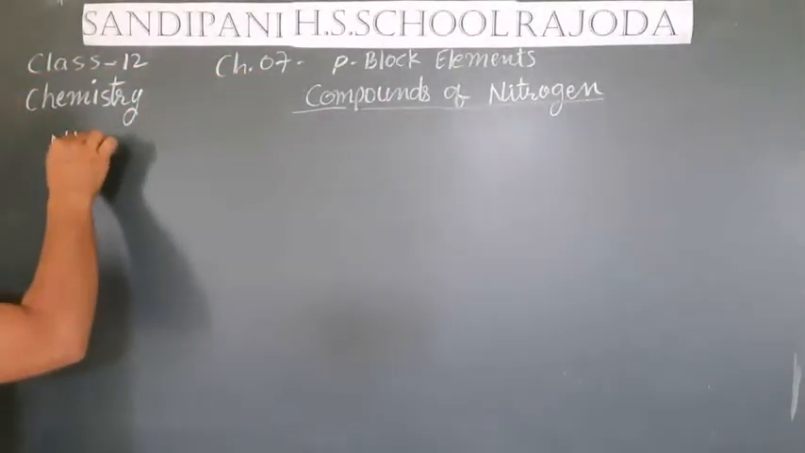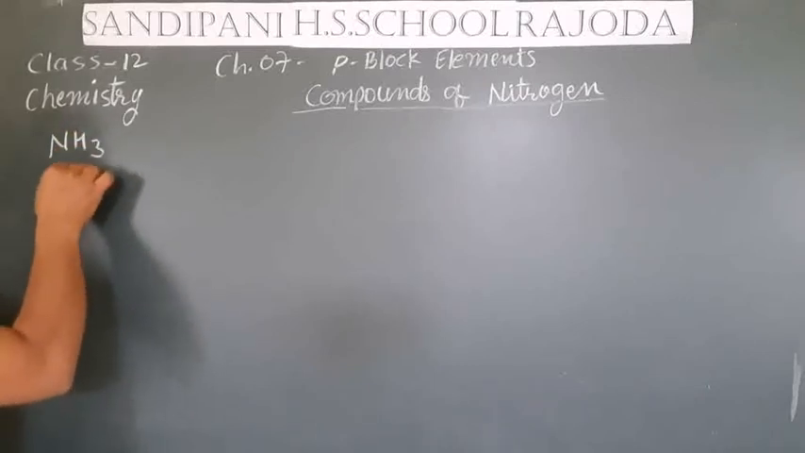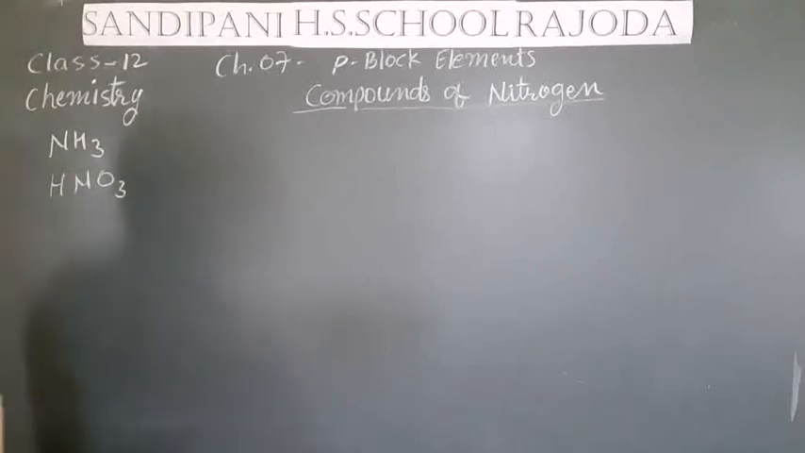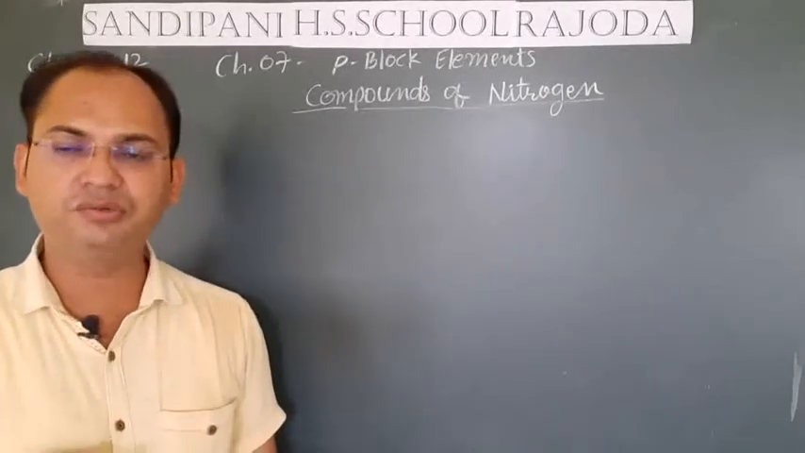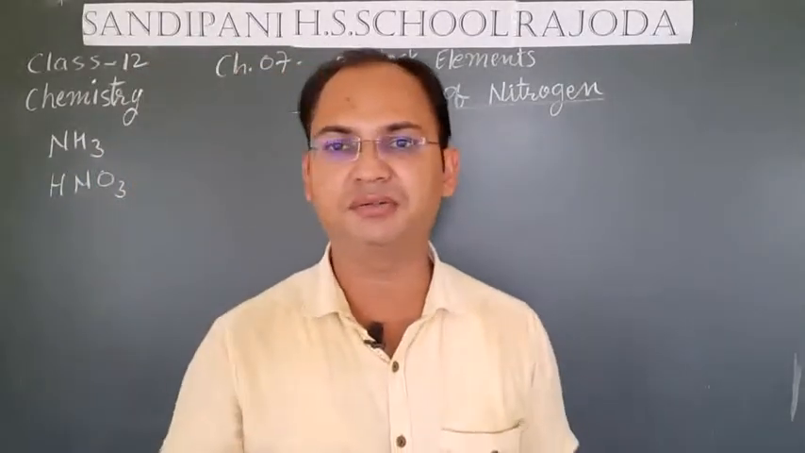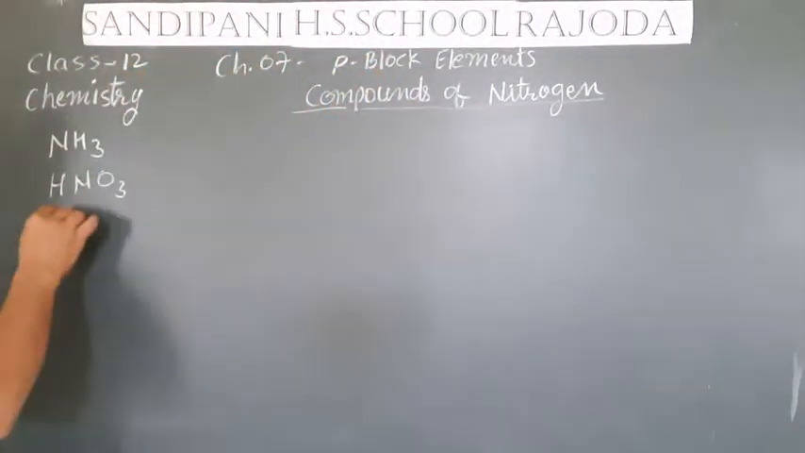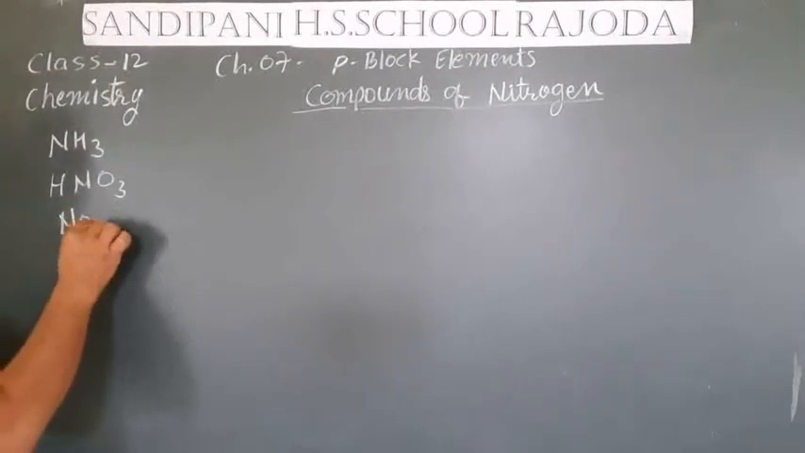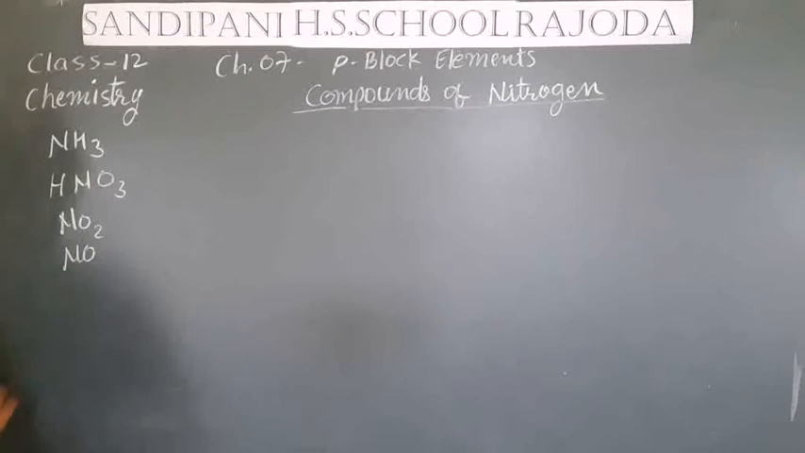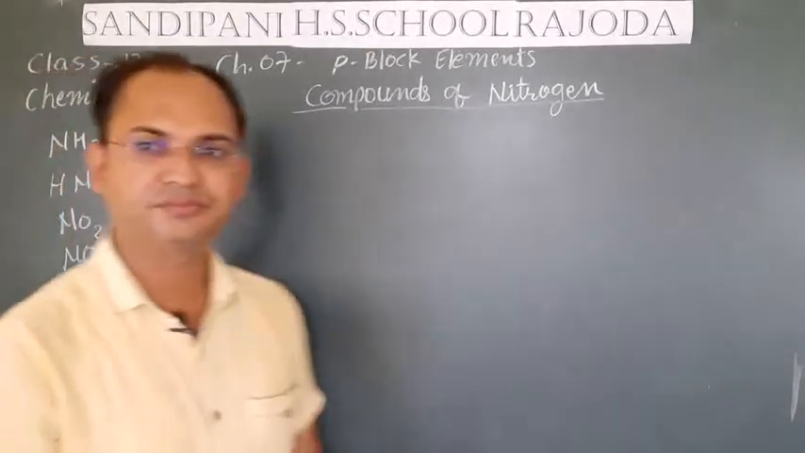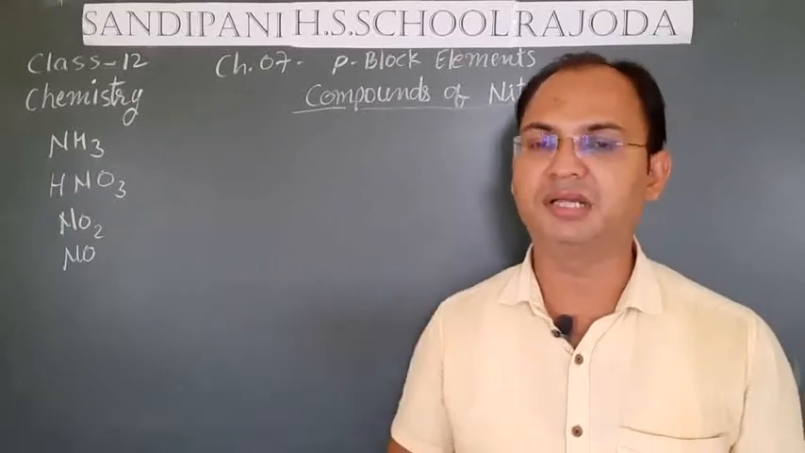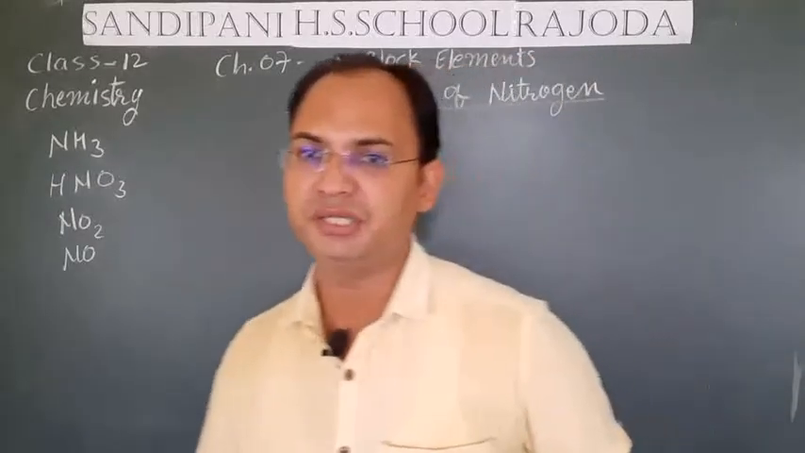Ammonia, that is NH3, and nitric acid is HNO3. Along with these two nitrogen compounds, we will also study about the oxides of the nitrogen, that is NO2 nitrogen dioxide and NO, that is nitric oxide. So let's begin with the nitrogen compound ammonia.